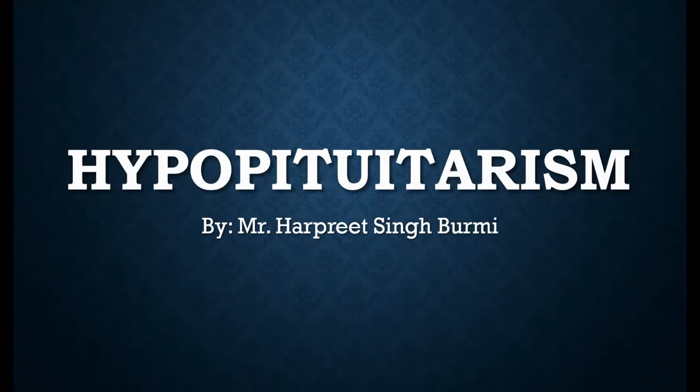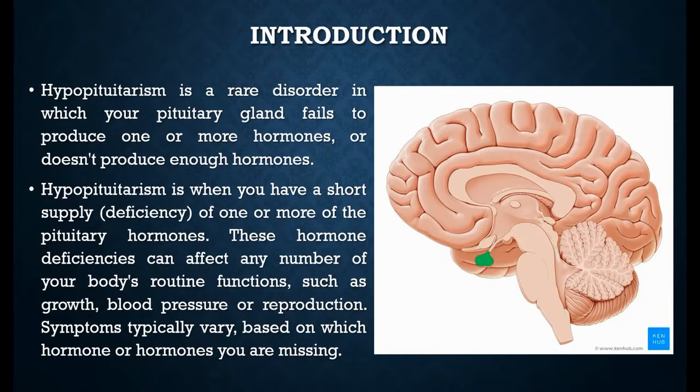Students, the next topic for endocrine system disorders is hypopituitarism. Hypopituitarism is a rare disorder, again of the pituitary gland. Previously we studied hyperpituitarism, when it overproduces the hormones. But in this case it produces the hormones, but under the normal level.